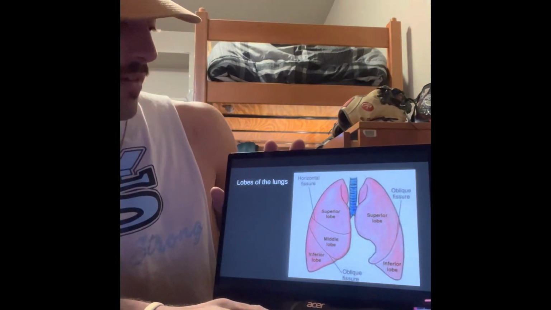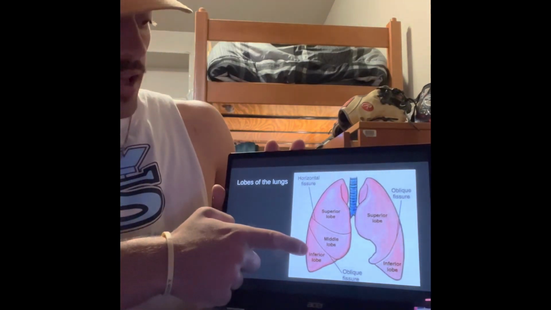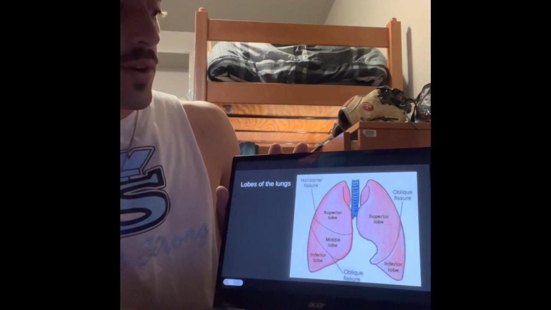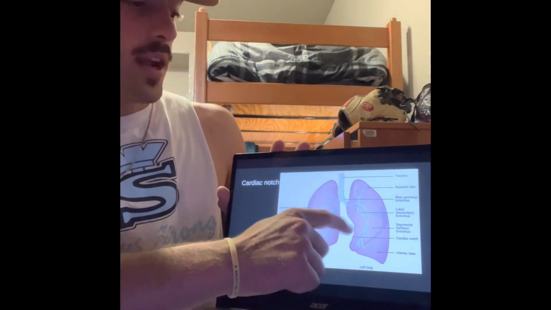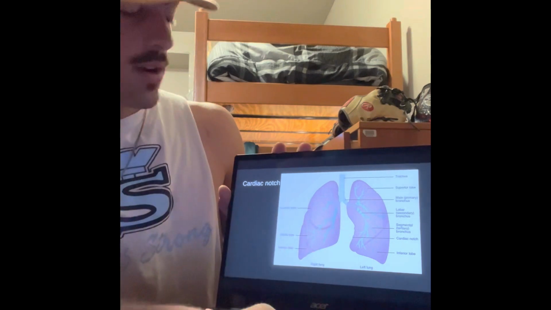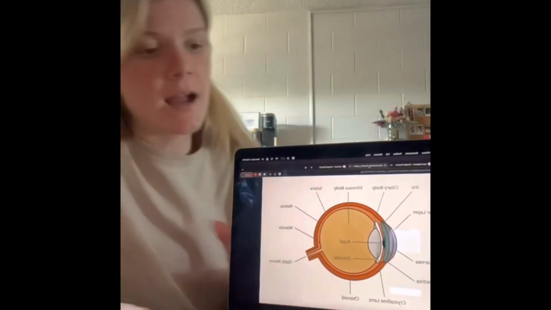Then you have the lobes of the lung. So the right lung has a superior, middle, and inferior lobe. The left has a superior and inferior lobe. Then there's the cardiac notch, which is this area in the lungs right there where your heart sits. And that's everything.